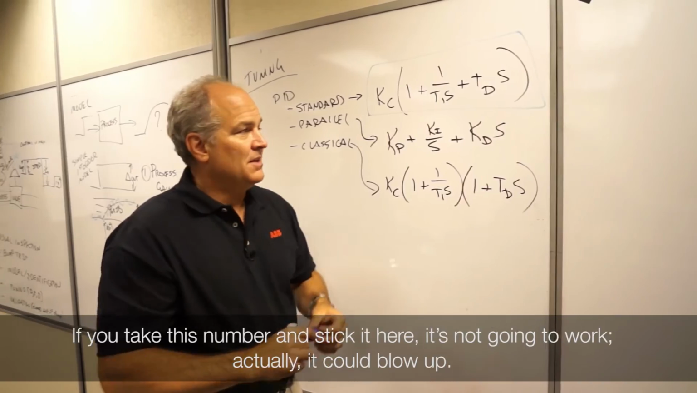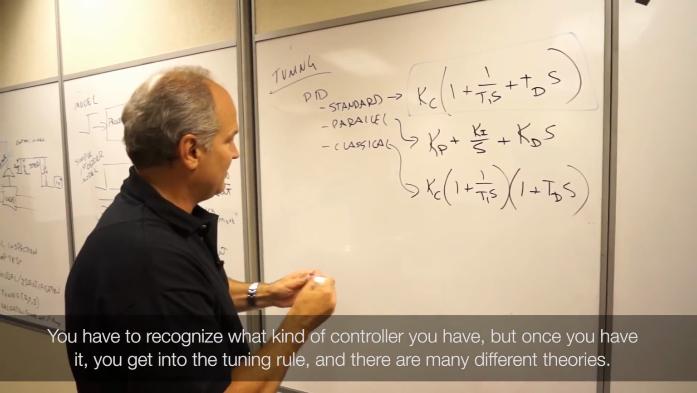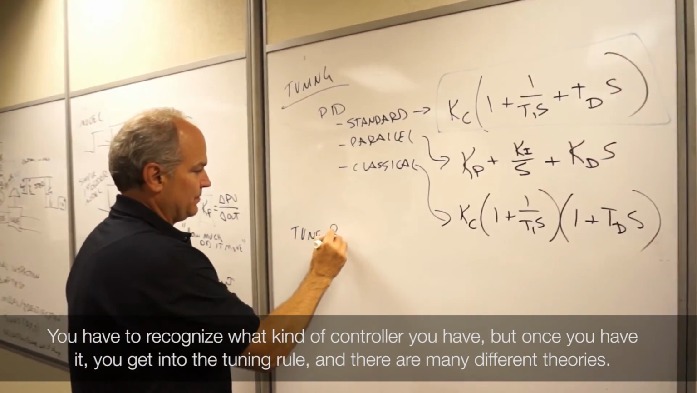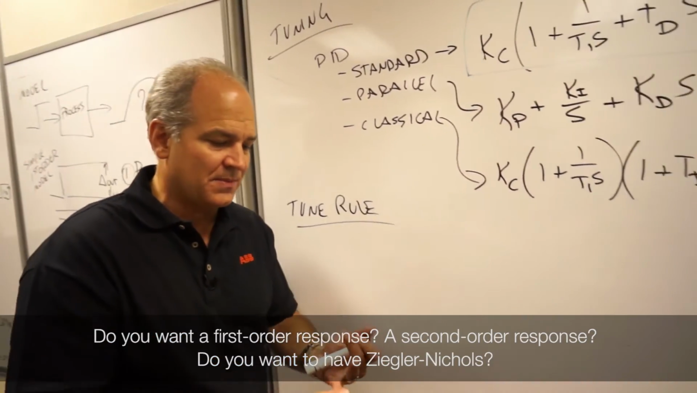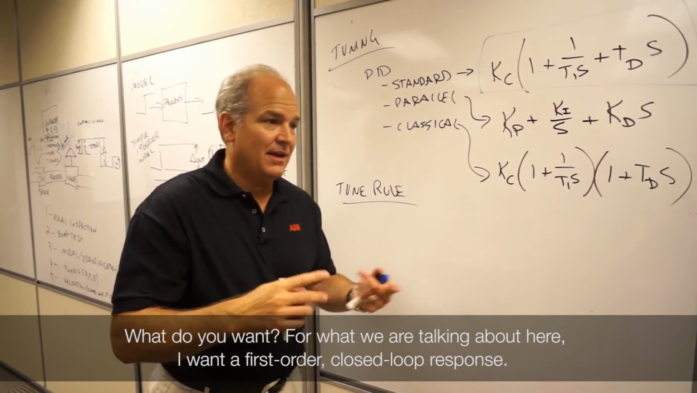Actually, it could blow up. So you have to recognize what kind of controller you have. But once you have it, then you get into the tuning rule. And there's whole different theories on, do you want a first order response, a second order response, do you want to have Ziegler-Nichols, what do you want?